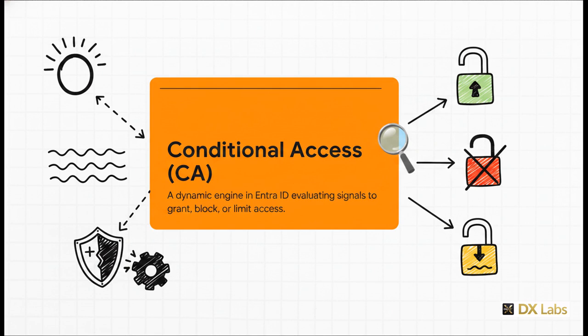Conditional access evaluates real-time signals. It looks at who the user is, where they're logging in from, the health of their device, and their overall risk level. And based on those signals, it makes a split-second decision to grant access, completely block it, or just limit what they can do.